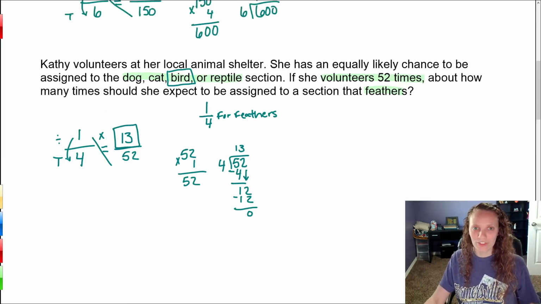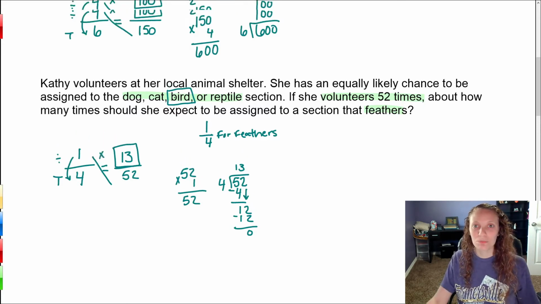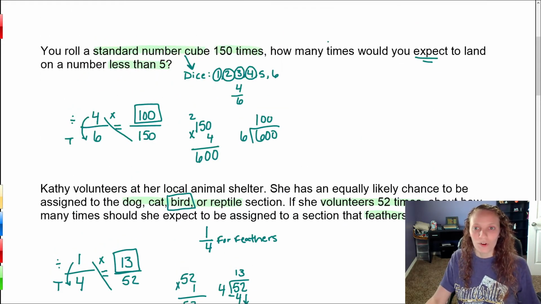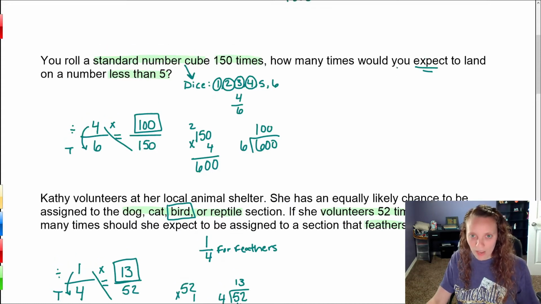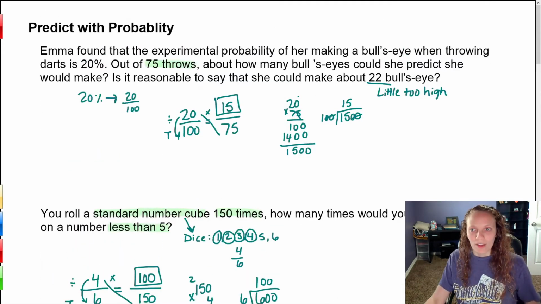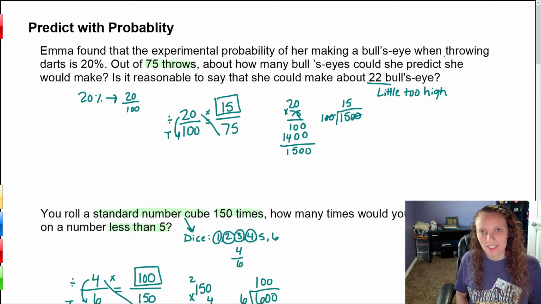Just know if the question's asking you about how many times should she expect, or how many times would they expect, or if it just says to predict, those are keywords for knowing to set up a proportion and cross multiply and divide.